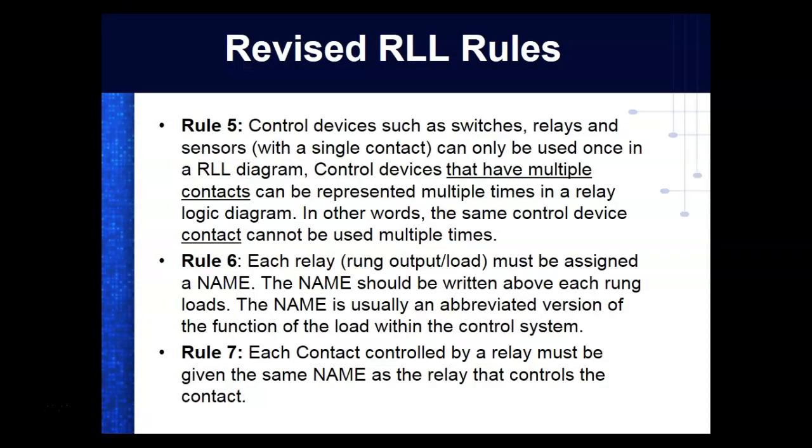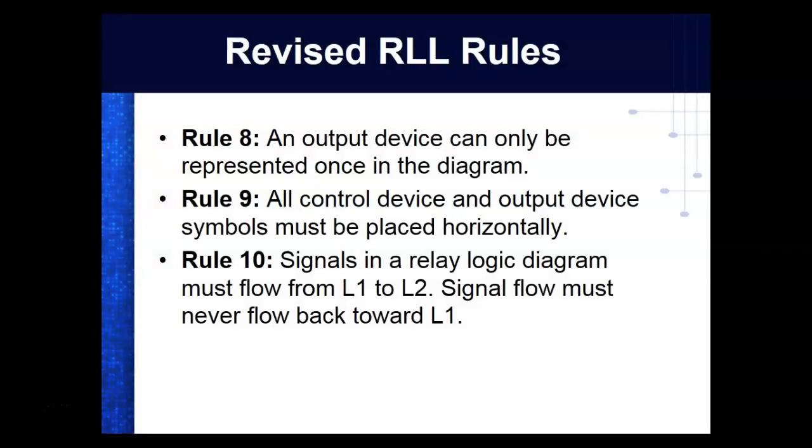Rule 7, each contact controlled by a relay must be given the same name as the relay that controls the contact. We saw that, right? Rule 8, an output device can only be represented once in the program. So I can't put CR up here and then use it down here again, right? Does that make sense?